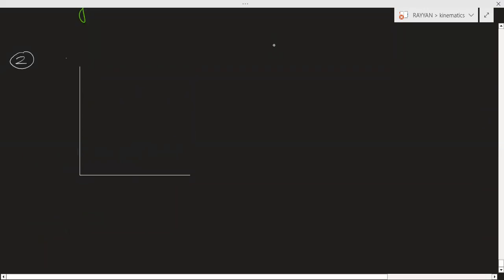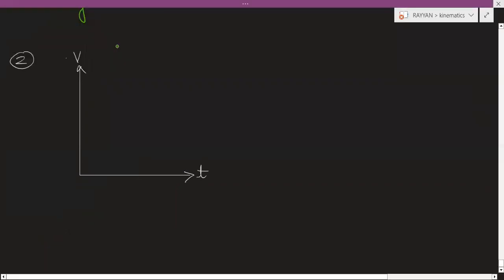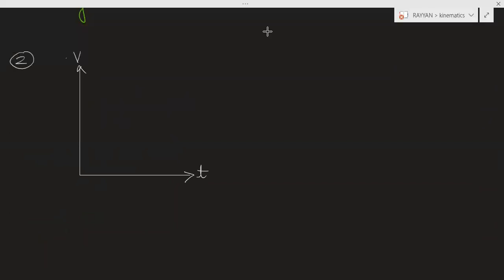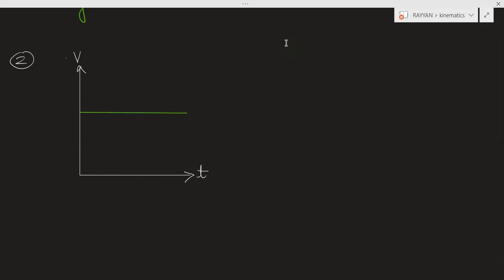Okay. On the y-axis is velocity, here is time. Now the graph is something like this. Now what can you conclude, Rayyan, from this graph? Can you tell me your conclusion? Means what things you can conclude from this graph?